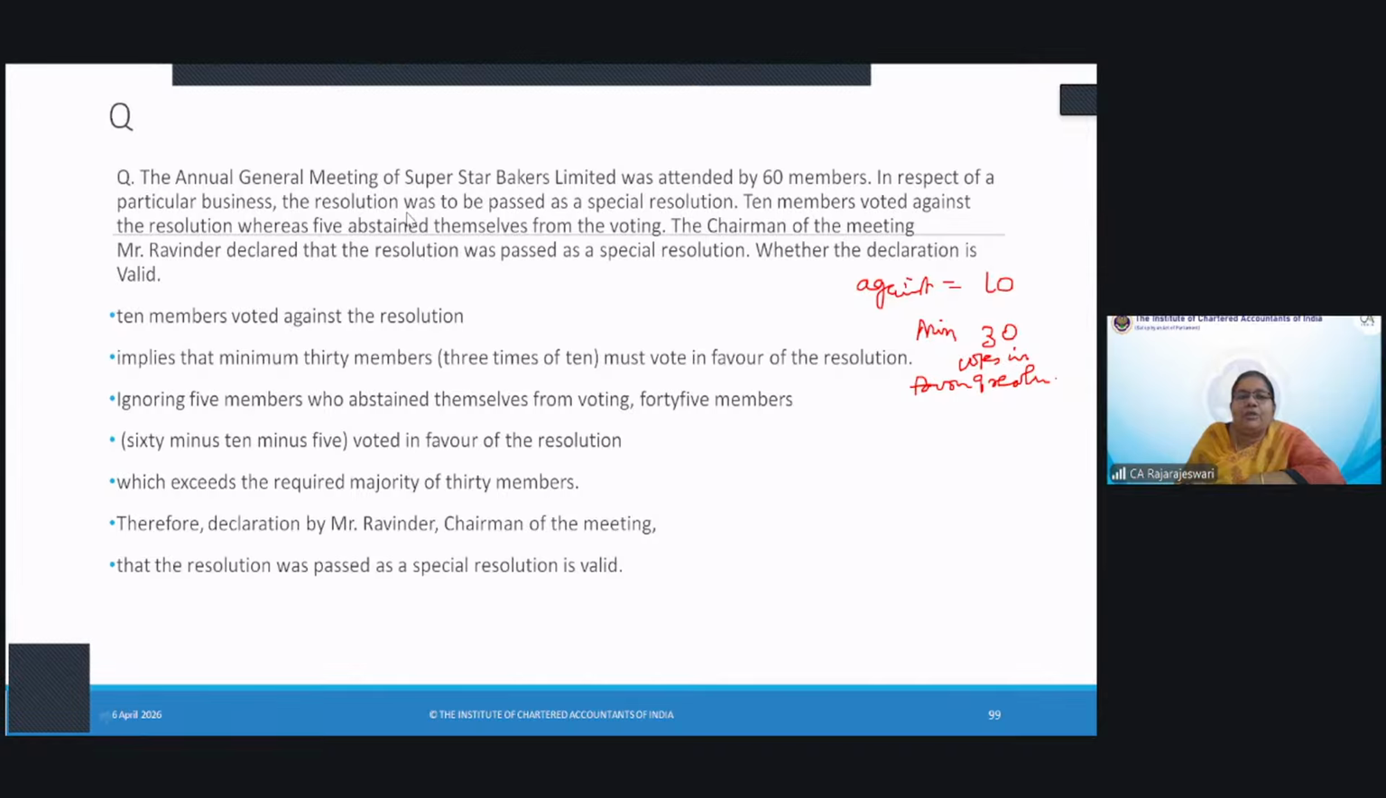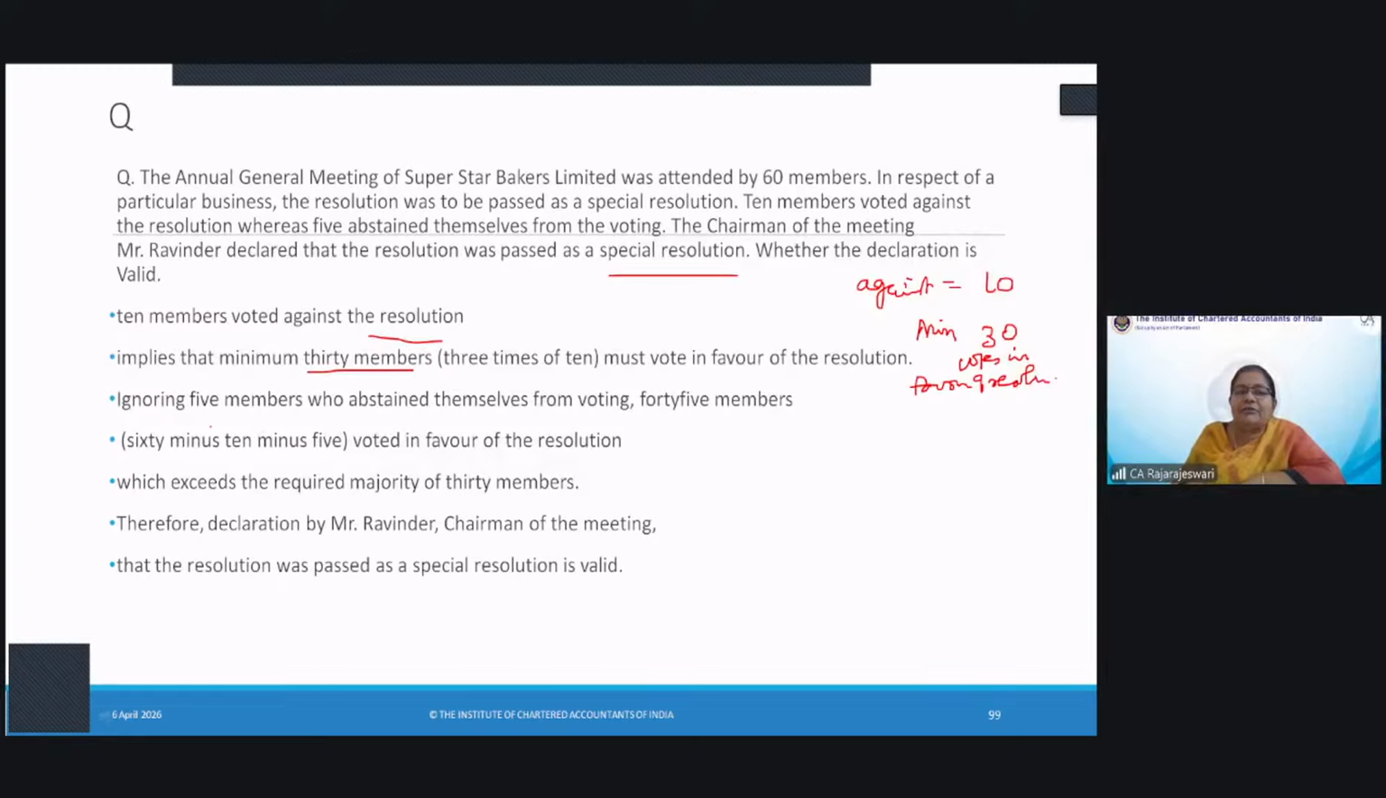So 10 members voted against the resolution, whereas 5 abstained from voting. The chairman of the meeting declared that the resolution was passed as a special resolution. Whether the declaration is valid? So 10 members voted against the resolution, so minimum you require 30 members, 3 times of 10. So 30 members must vote.